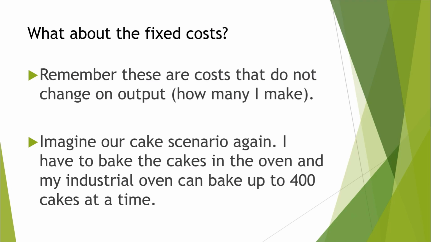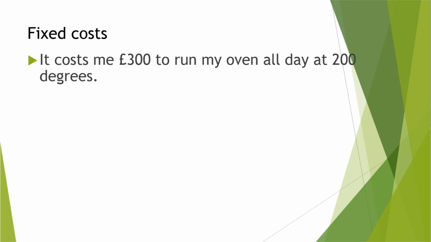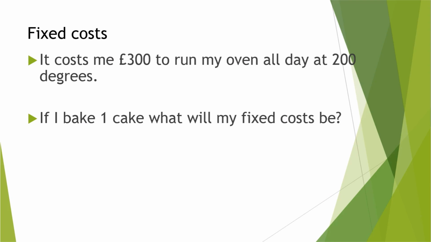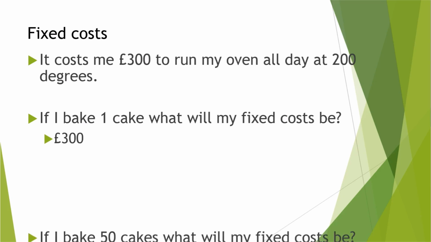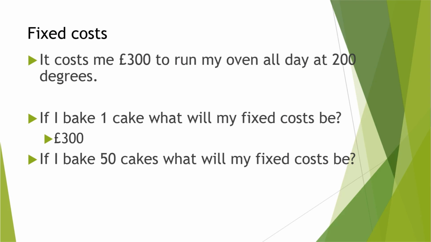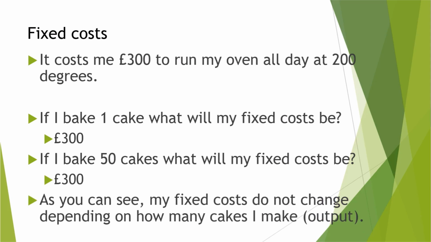So what about the fixed costs? Remember that these are costs that do not change on output, so that's how many I make. Imagine our cake scenario again. I have to bake the cakes in the oven, and my industrial oven can bake up to 400 cakes at a time. So it costs me £300 to run my oven all day at 200 degrees. If I bake one cake, what will my fixed costs be? That's right, £300. If I bake 50 cakes, what will my fixed costs be? Again, £300. So as you can see, my fixed costs do not change depending on how many cakes I make.